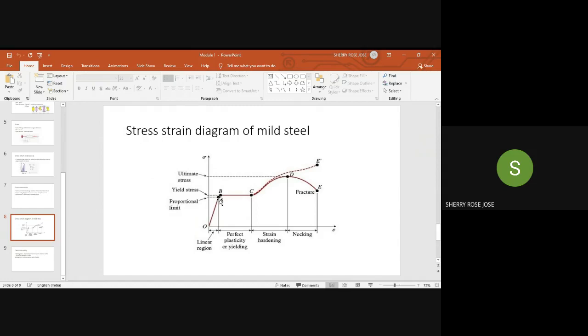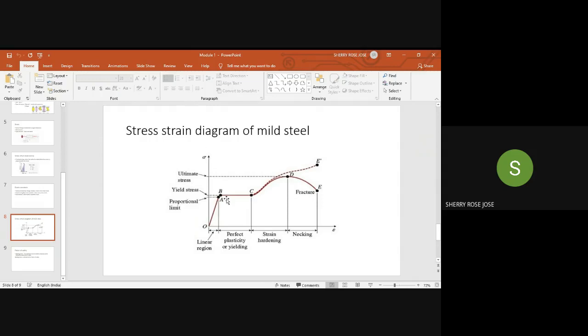Stress is directly proportional to strain up to that point, and it is termed the proportionality limit. Beyond this point, the strain is no longer proportional to stress. The next point is the yield stress. Yield stress is the point at which the body starts to show deformation.